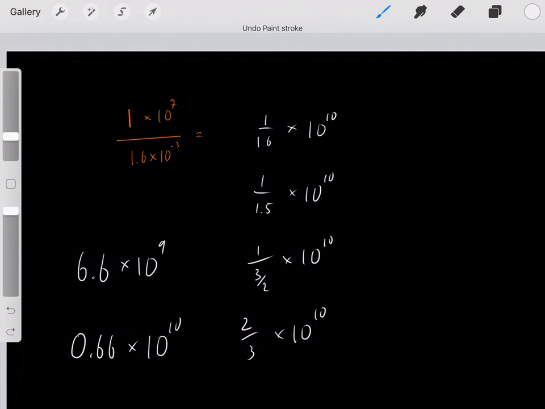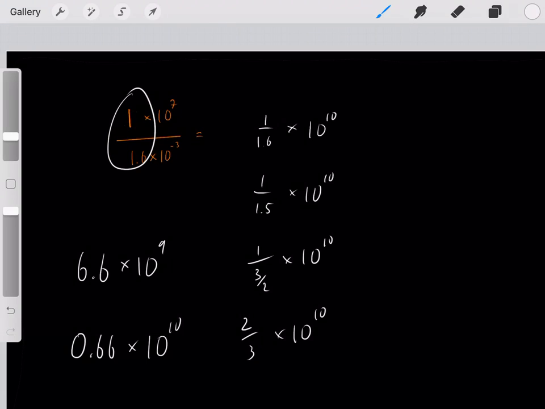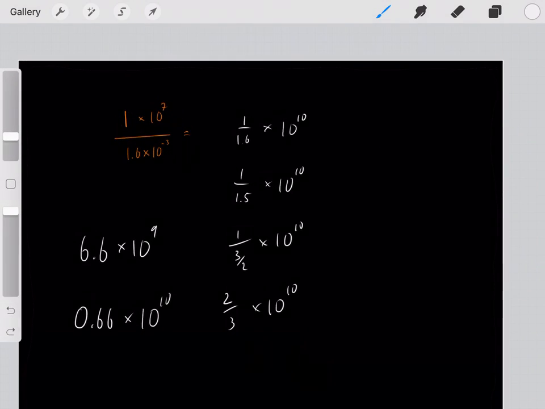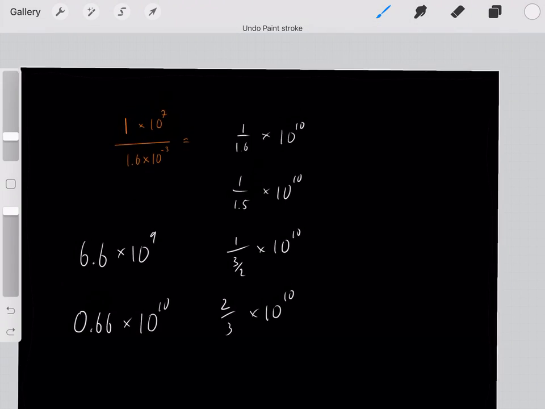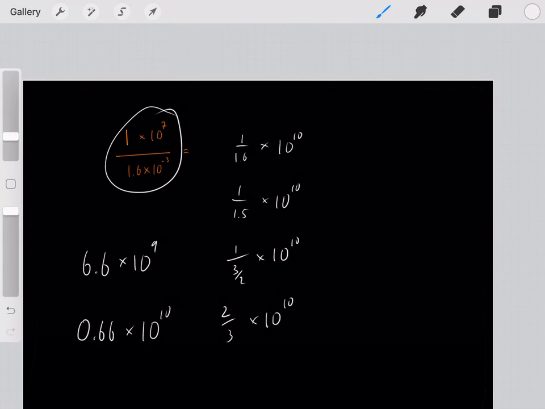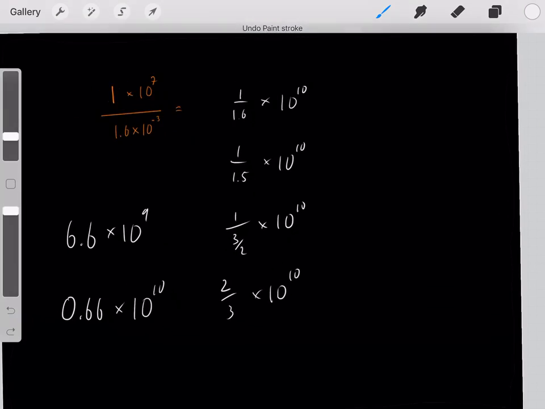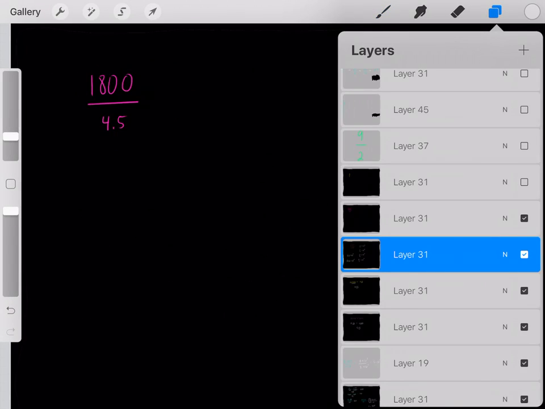So now we know this guy, which again seemed really complex, this 1 divided by 1.6, which seemed really complex with doing estimates. Now we know this is essentially 6.6 times 10 to the 9. And you can take this and throw it in the calculator, and you would essentially get 6.6 times 10 to the 9, which would be a close enough estimate.